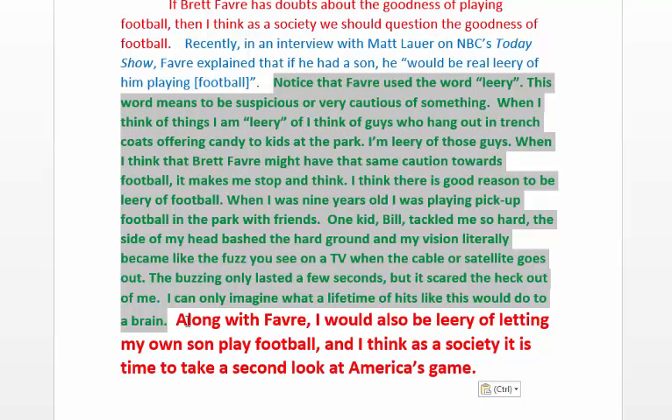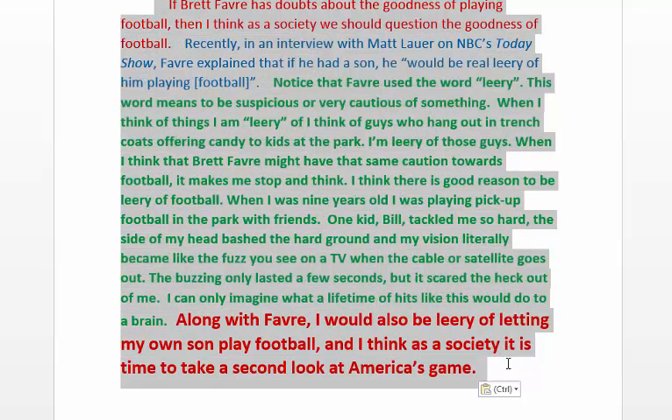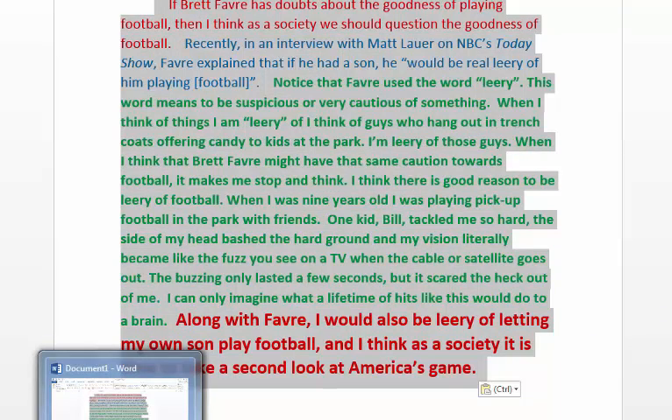Along with Favre, I would also be leery of letting my own son play football, and I think as a society it's time to take a second look at America's game. Well, this paragraph is a little rough in some ways, but it has all the PIES, and I think it's a good example for you.